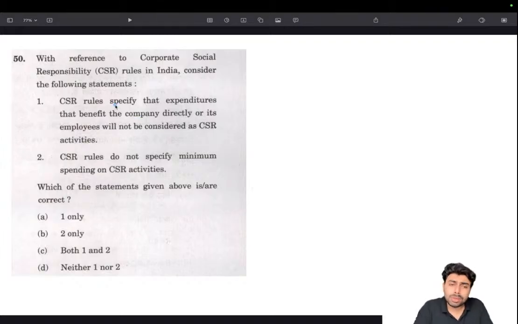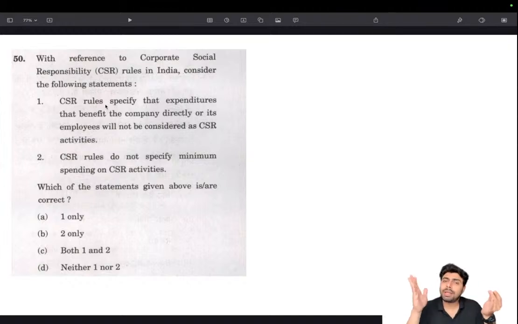Okay. So CSR rules specify that expenditure that benefits the company directly or its employees will not be considered a CSR act. This makes perfect sense, because this action should be directly beneficial to society, and it shouldn't be a profit-making activity for the company. That makes sense, because the basic idea of corporate social responsibility is to share the benefits arising out of social wealth with the people themselves. That's basically DPSP, sharing the benefits arising out of the common good. So that's the basic idea.